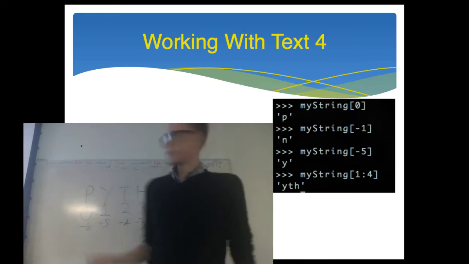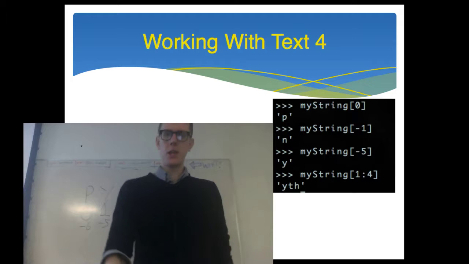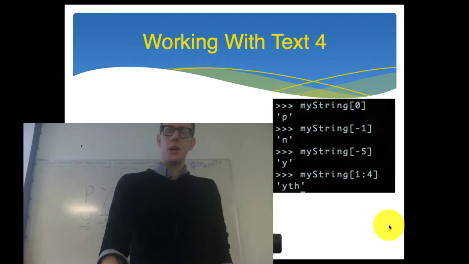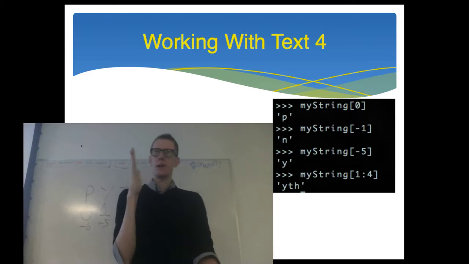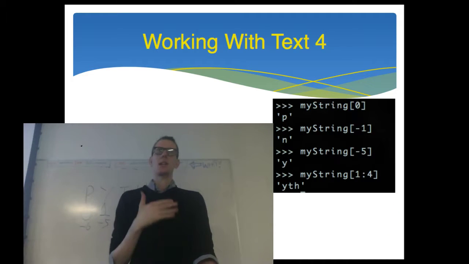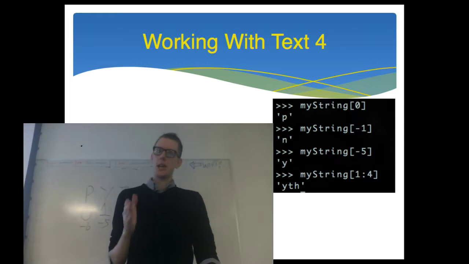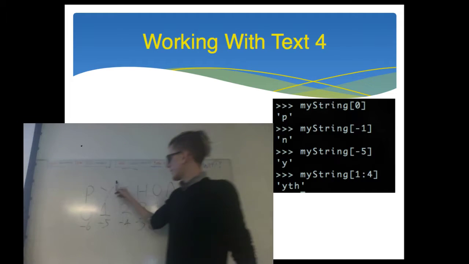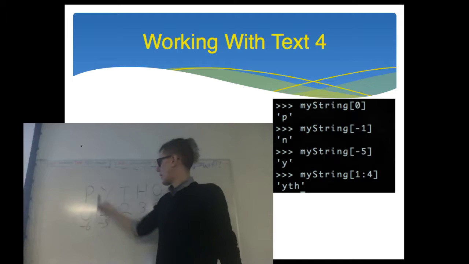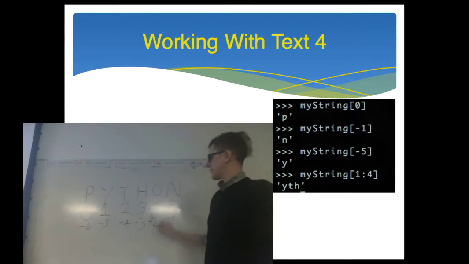The element at index -5 is going to be this Y, because we've gone all the way back around. And then what you can also do is get multiple letters at once. So if you specify one number, colon, another number, it's going to get all the letters between those indexes. Now you'll note that it's actually inclusive of the first index, but not including the second index. So if you do 1 to 4, it includes the element at index 1, so that Y is returned. You get 2, you get 3, you don't get the element at index 4.